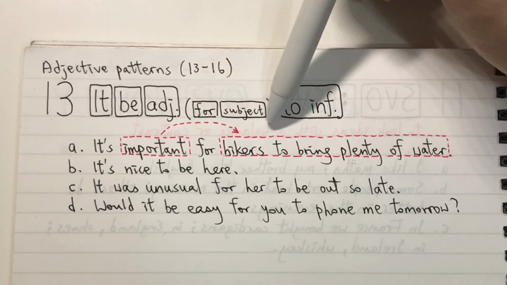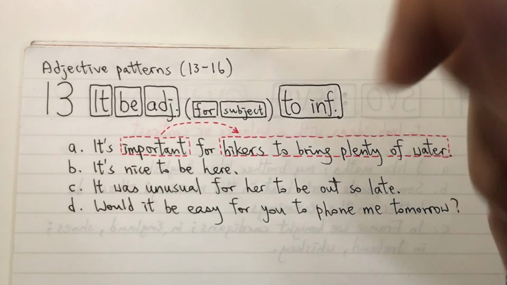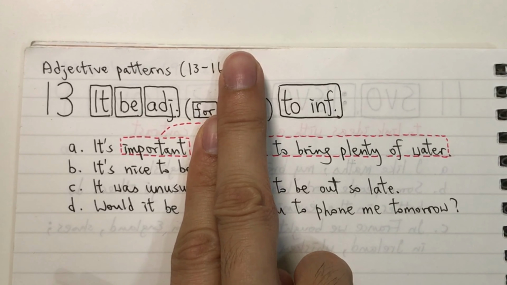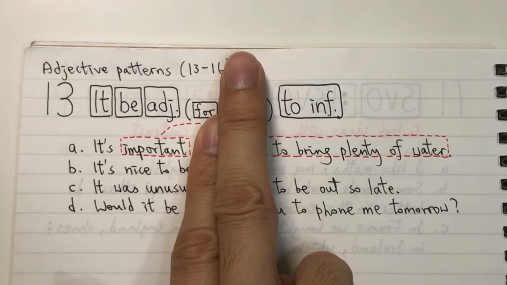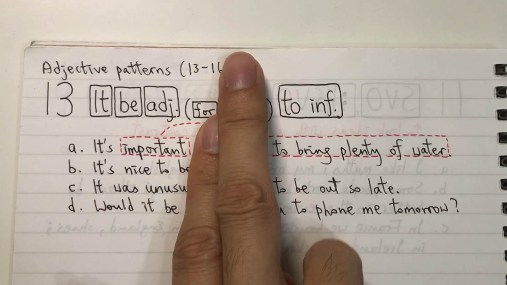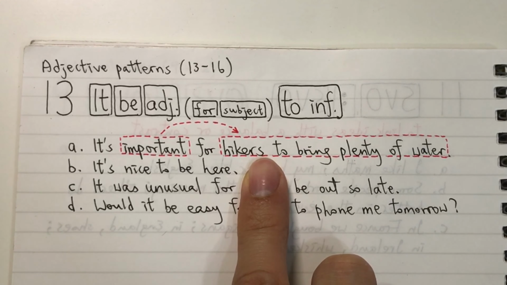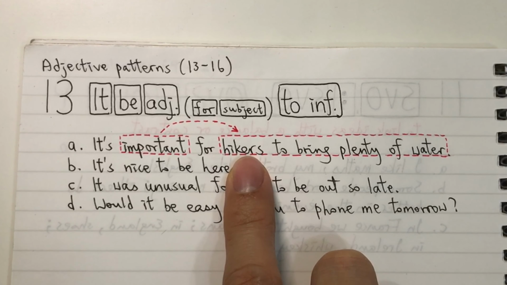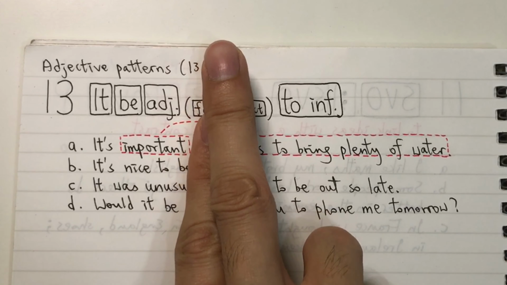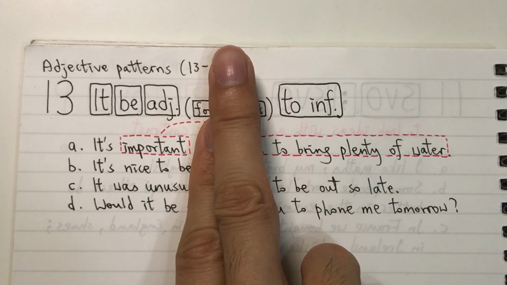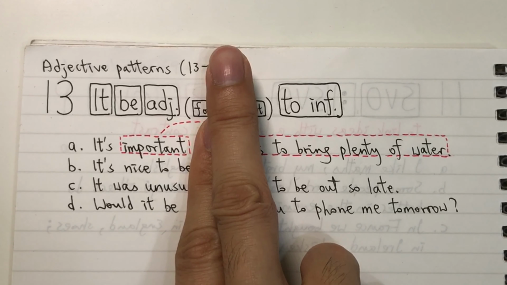Sometimes you can skip the full subject part. For example, it's important to bring plenty of water. That would simply mean it's important for anyone, for everyone to bring plenty of water. So the meaning is slightly different. If you want to specify for hikers, we are talking about a hiking trip, then go ahead. But the grammar is fine with or without for and the subject.